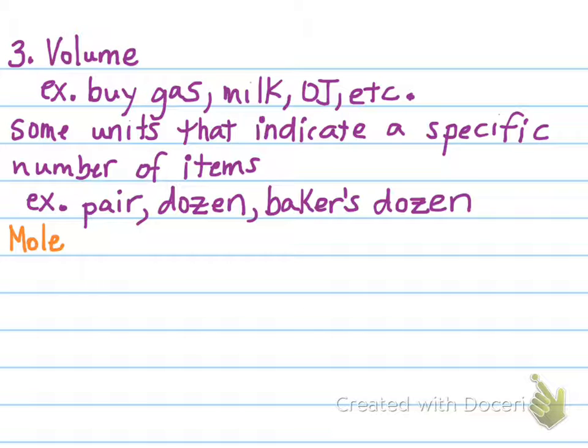If we talk about a pair, we know we're talking about 2. What you're going to see is when we talk about a mole, we're going to be talking about 6.022 times 10 to the 23rd of something. Okay, so a mole is going to indicate a specific number. So we're going to get started delving into what a mole is.